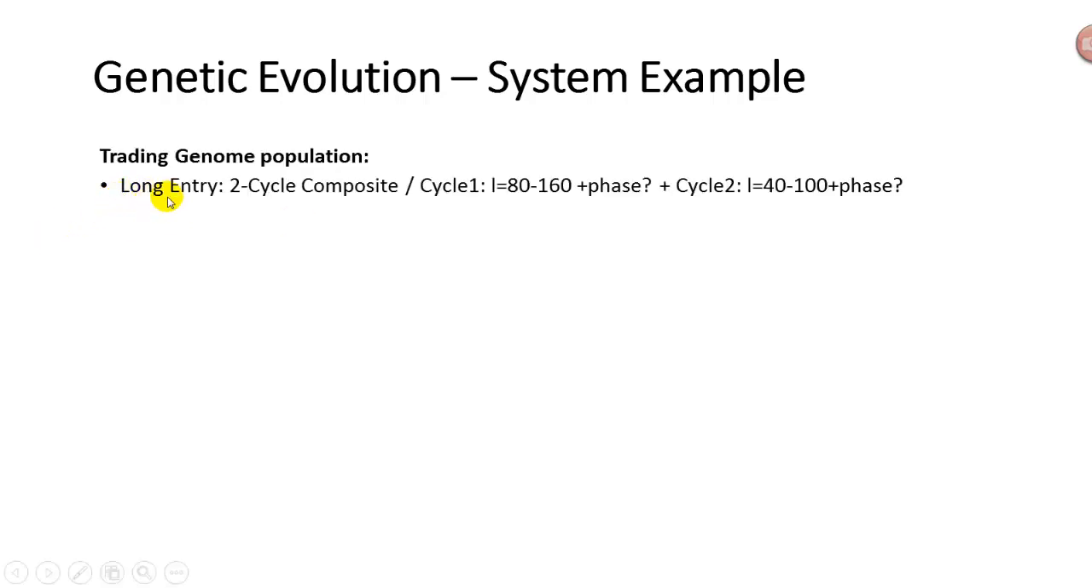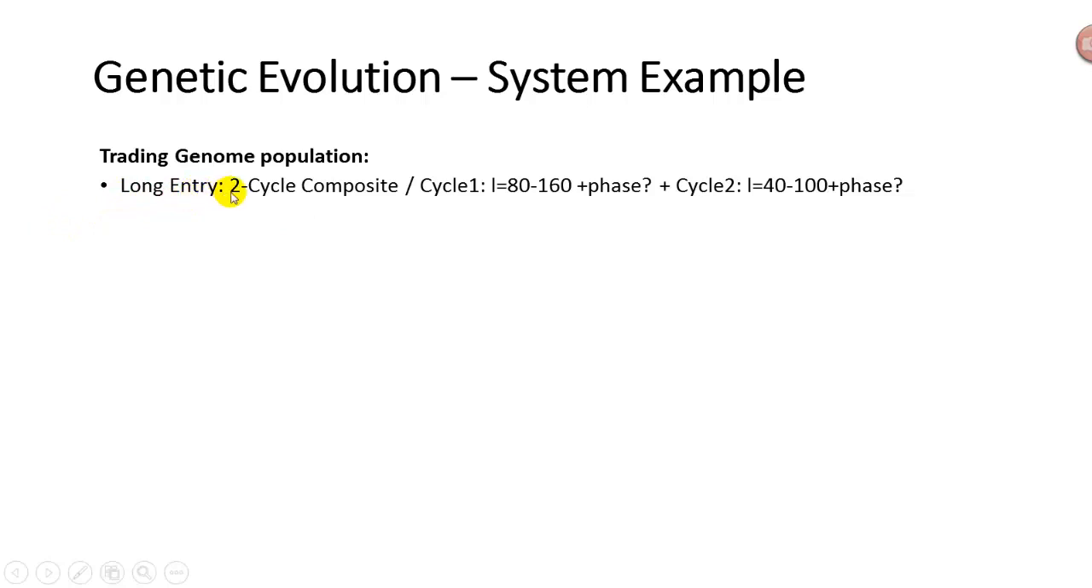Okay, let's review another genetic evolution example here. We use the eMini S&P 500 futures contract on an intraday chart. We use a 5-minute intraday chart for the eMini futures here. So in this case, we will have a trading genome population for long entries.